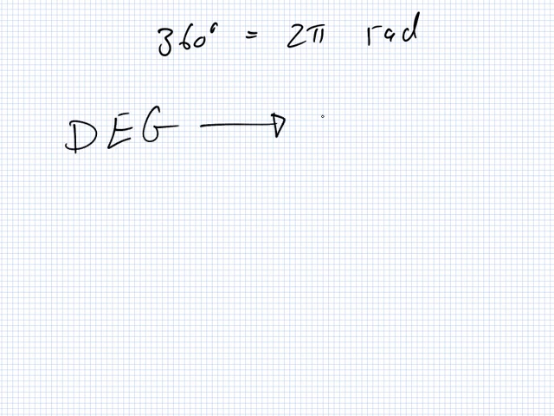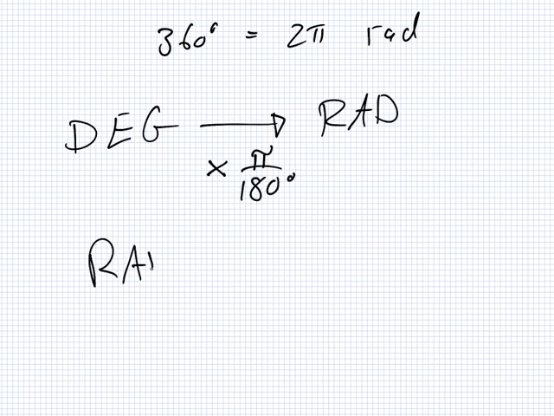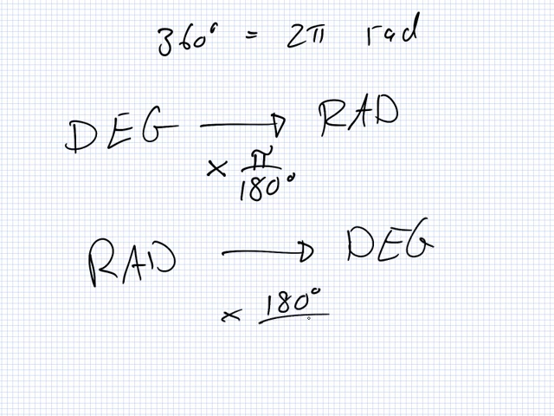So how do we change from degrees to radians? Well, if we remember that 360 degrees equals 2 pi radians, we can get this kind of straightforward result. If you want to go from degrees to radians, the way you do that is you multiply by pi over 180 degrees. And if you want to go from radians to degrees, you multiply by 180 over pi.